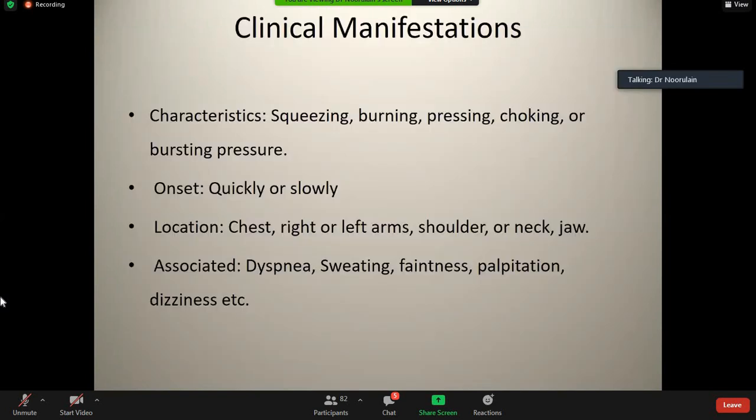Okay, what is the clinical manifestation? You all know it is characterized by chest pain: squeezing, burning, choking, or bursting pressure. It can come on quickly or slowly. The location is on the left side of the chest, and it can radiate to the right or left arm, shoulder, neck, and jaw, associated with dyspnea, sweating, and palpitation.